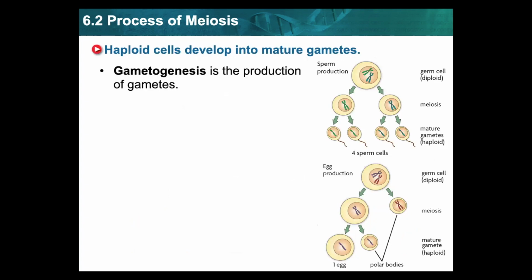Okay, so meiosis's purpose is to create egg and sperm cells. So let's go through in detail what that looks like for sperm versus egg. The production of egg and sperm cells is called gametogenesis. Gametes is just a general word for egg and sperm cells. So gametogenesis differs between male and females because they produce different things.